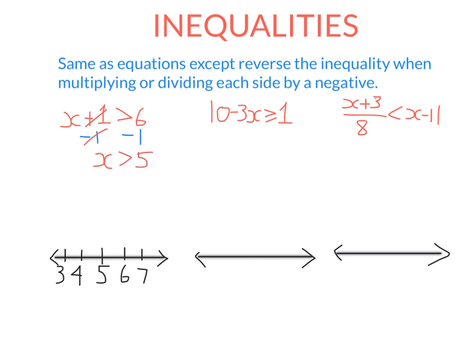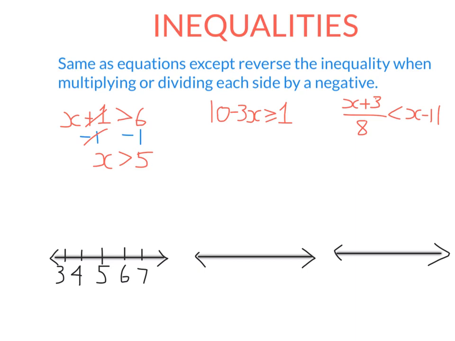Any number greater than 5 will be a solution to this inequality. It will make this inequality true. 6 will be a solution because 6 plus 1 is greater than 6 is a true statement. x equals 8 is a solution because 8 plus 1 is greater than 6 is a true statement. Anything less than 5 will not be a solution. For example, x equals 0 is not a solution because 0 plus 1 is not greater than 6. So x is greater than 5. Any number greater than 5 will be a solution.